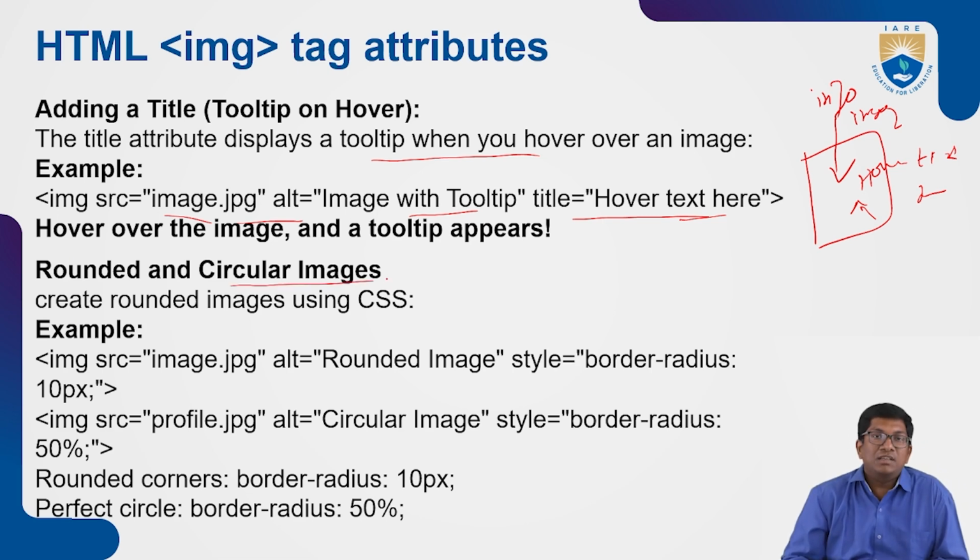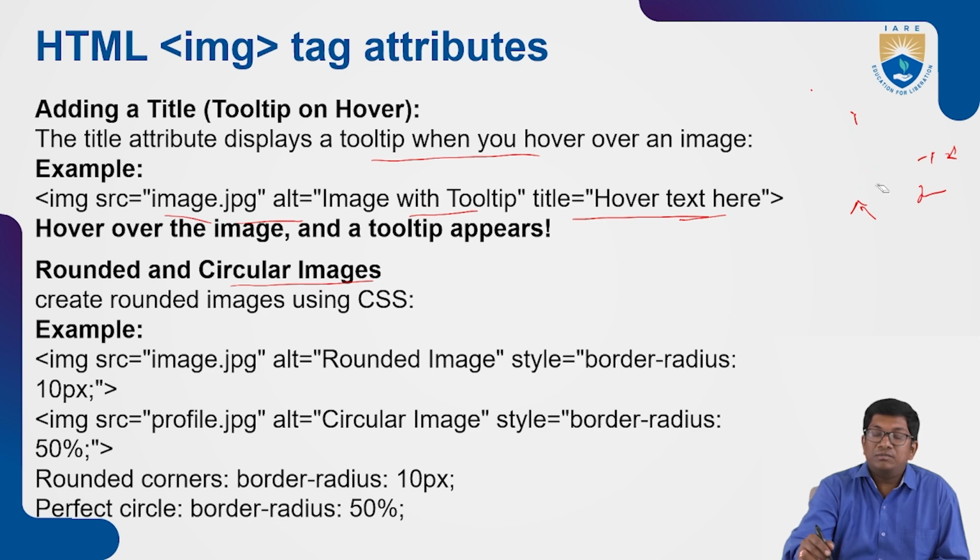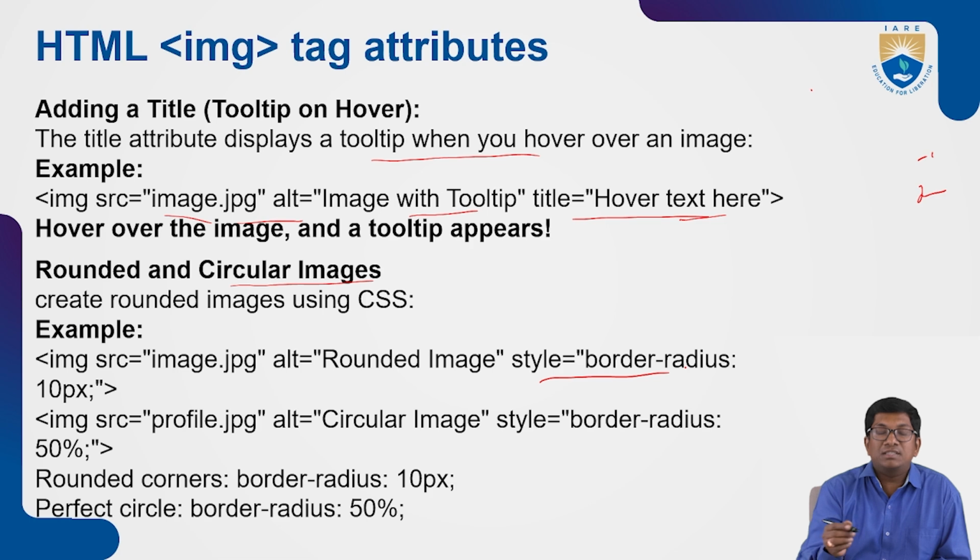By using CSS, we can change the appearance of your image. We can round it, or we can make the image a circle also. If you see some profiles, when you log into a web page, at the top right corner your photo is displayed inside a circle, right? Then how to add this? That is possible by using the CSS style attribute.